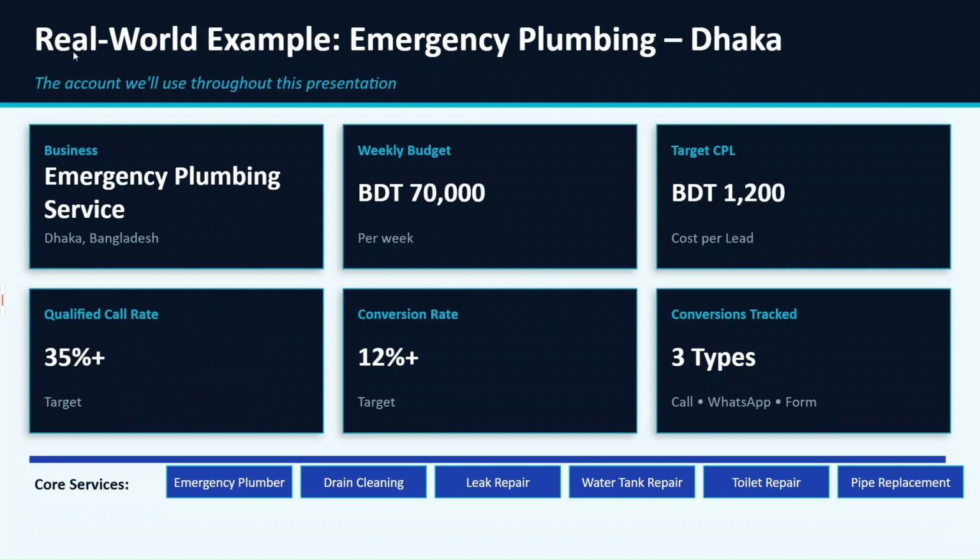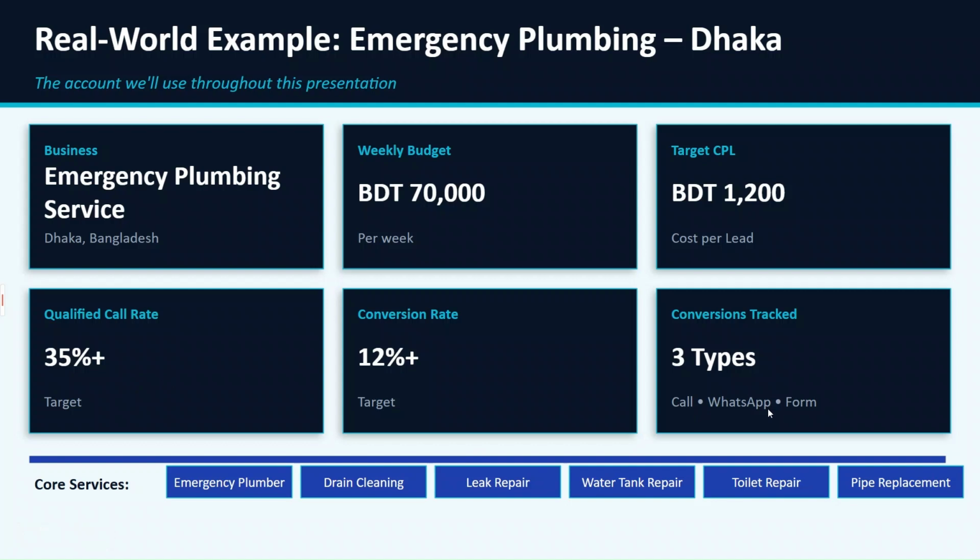To make this super easy to understand, we are going to use one real example throughout. The business is UNC Plumbing in Dhaka. Their weekly budget is 70,000 per week. Their target cost per lead is 1,200 BDT. They want a qualified call rate of 35% or higher. And they track three types of conversions: call, WhatsApp, and form.